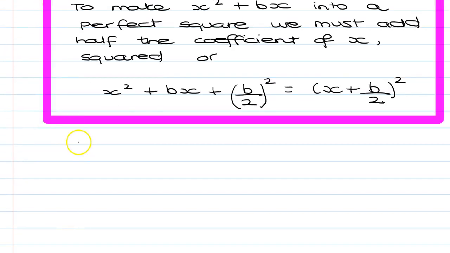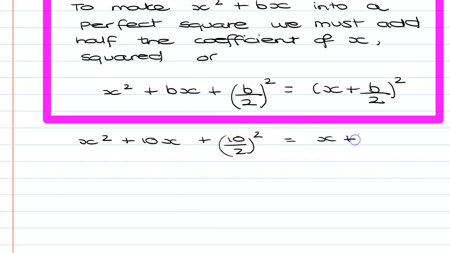Let's just do one more. x squared plus 10x. So if I'm going to use the above rule, I'm going to add 10 over 2 squared, which gives me x plus 5 all squared.